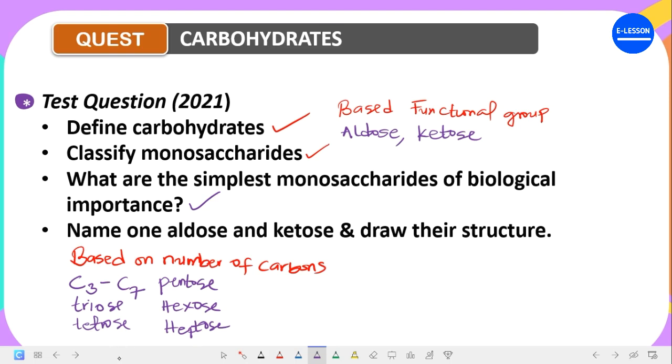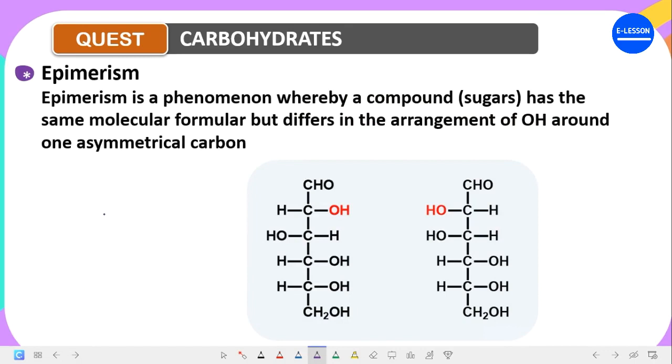So let's go straight to what we have for today. Now, we are going to look at epimers or epimerism. That is what we are looking at, epimerism. Now, we said epimerism is a phenomenon whereby compounds, in brackets sugars, have the same molecular formula but differ in the arrangement around one asymmetrical carbon. Now, let's look at these two structures very well. The first thing we need to know is what is the name of this structure. This is glucose.